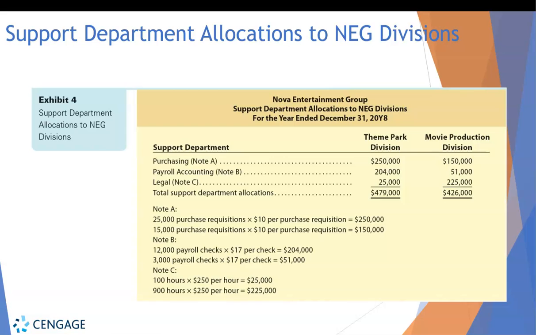So the theme park division employs a lot of part-time employees who get paid weekly. As a result, the theme park division has a lot of paychecks and incurs a $204,000 payroll service department allocation, whereas the movie production division has more permanent employees that get paid monthly. Therefore, the movie production division only has 3,000 paychecks and incurs a payroll support department allocation of just $51,000.